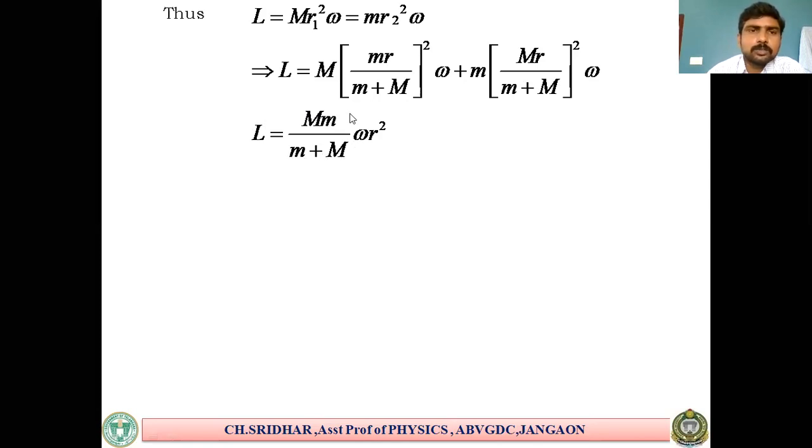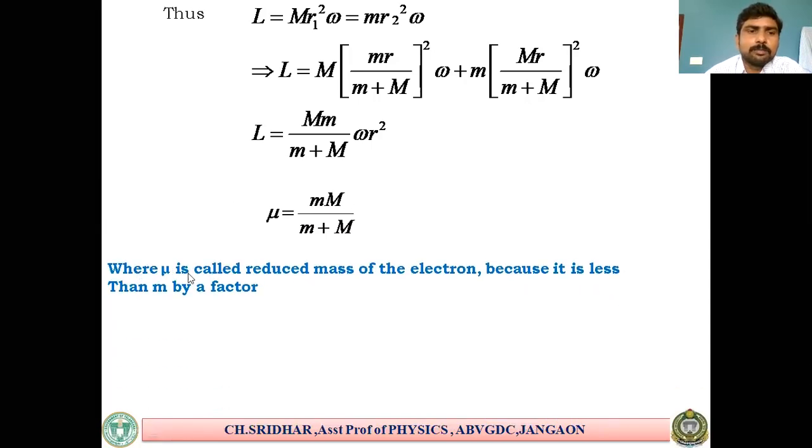So capital M into small m divided by small m plus capital M, this is defined as the reduced mass. So we have the expression for the orbital angular momentum for the combination of electron and the nucleus. So this is mu is equal to small m into capital M by small m plus capital M, called the reduced mass. Mu is called the reduced mass of the electron because it is less than m by a factor of 1 by 1 plus small m by capital M. So this is the reason it is called the reduced mass.